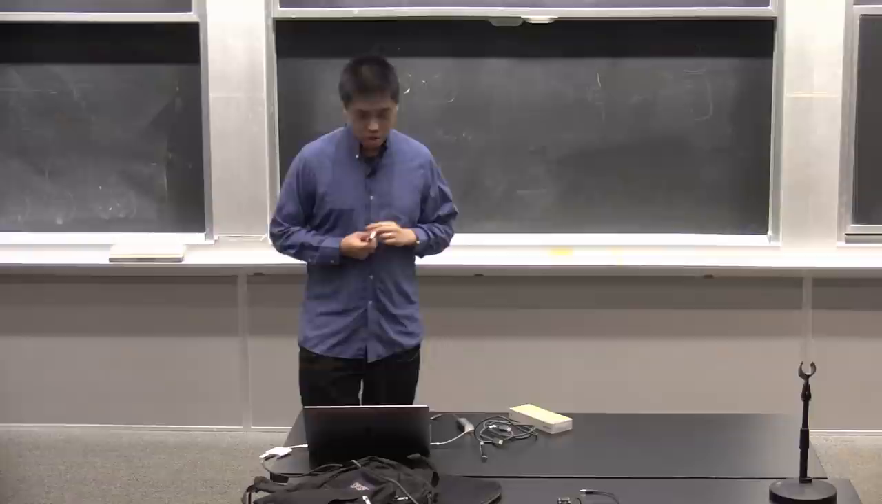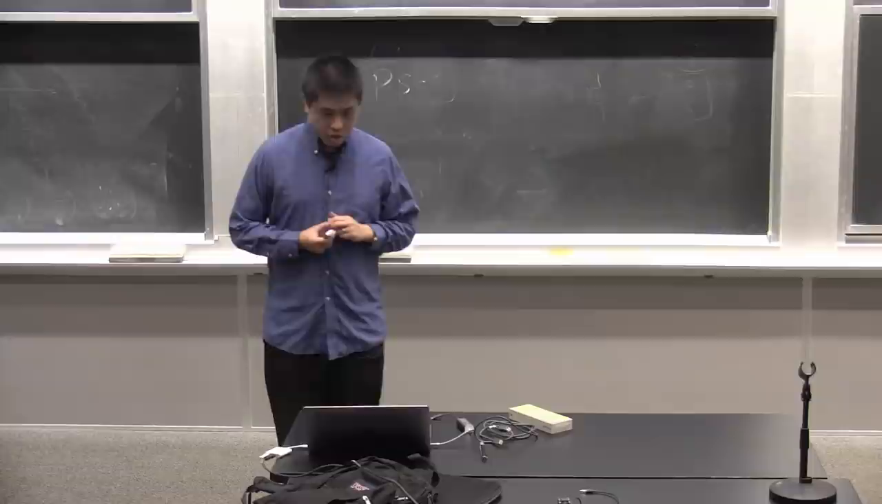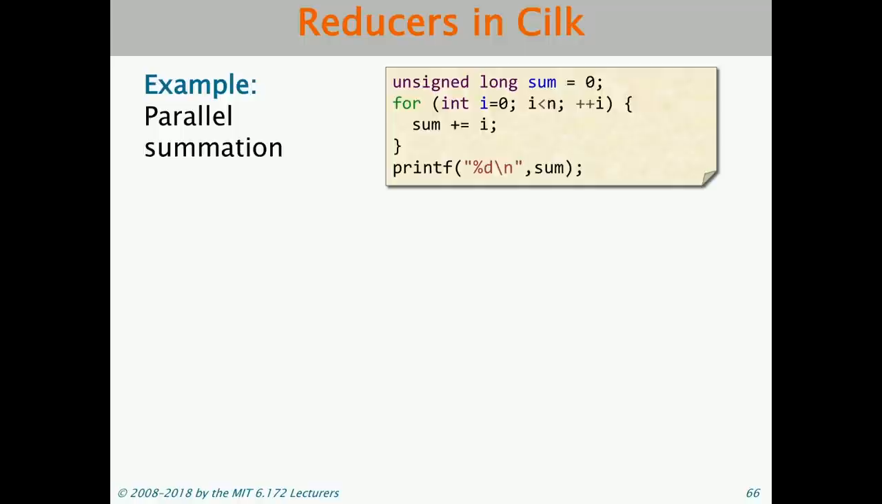Okay, so let's look at another example. Let's say we had this for loop where on each iteration i, we're just incrementing a variable sum by i. So this is essentially going to compute the summation of everything from i equals 0 up to n minus 1, and then print out the result. One straightforward way to try to parallelize this code is to just change the for to a Cilk for. So does this code work?